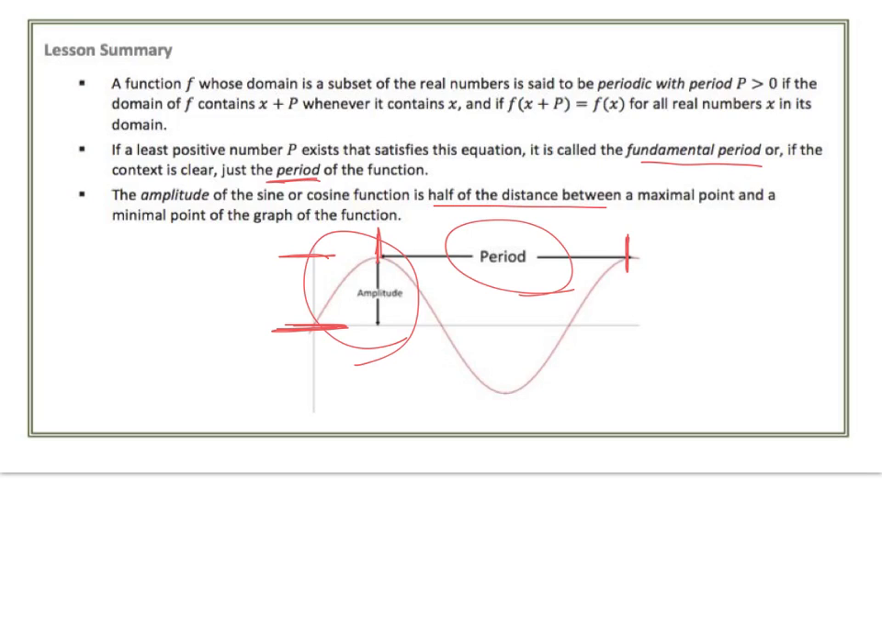It's half the distance between the maximal point and a minimum point on the graph of the function. The minimum would be all the way down, the maximum at the top, which we have between 1 and negative 1. So half the distance would obviously be from the horizontal axis.